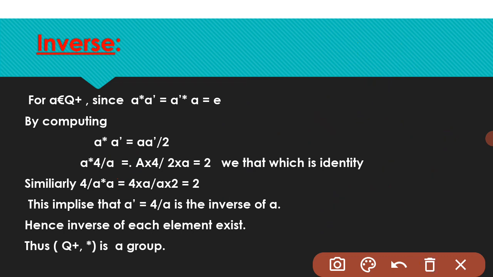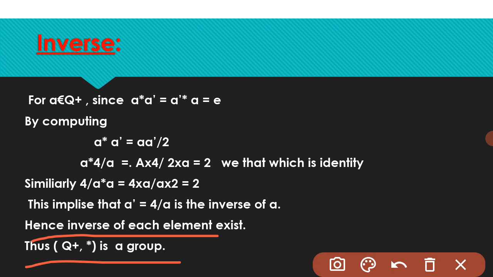Hence A star inverse A will be equal to 2. Similarly, 4 by A star A is equal to 4 multiplied by A over A multiplied by 2, which is equal to 2. Left hand side equals right hand side, proved. This implies that the inverse of A is equal to 4 by A. So we found the inverses as well. Hence the inverse of each element exists. Thus the positive rational numbers with the given operator star form a group. Hence proved. I hope you understand.